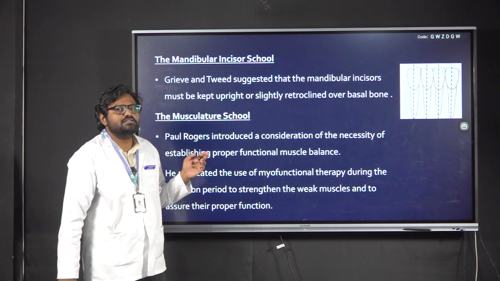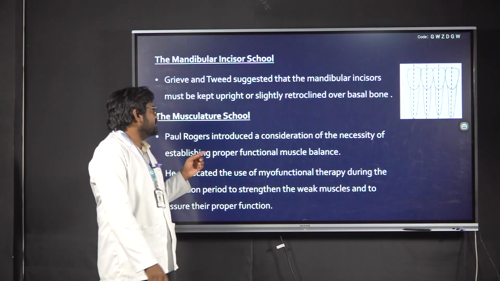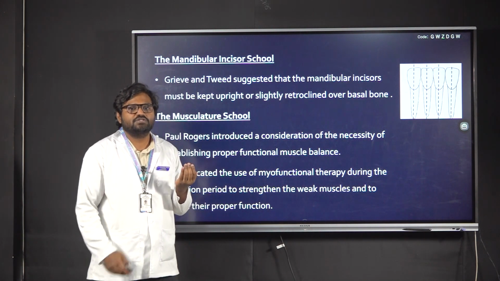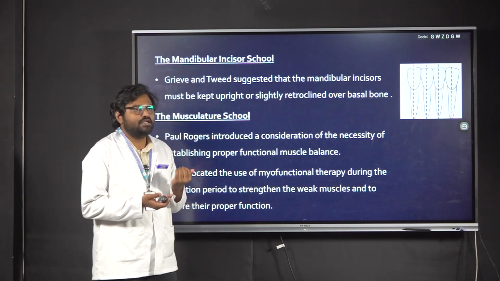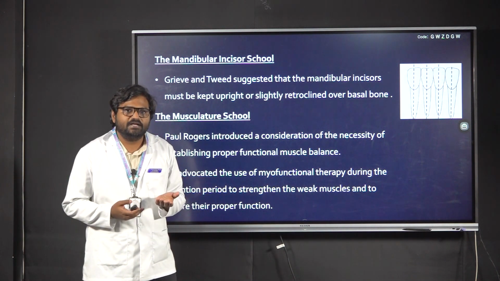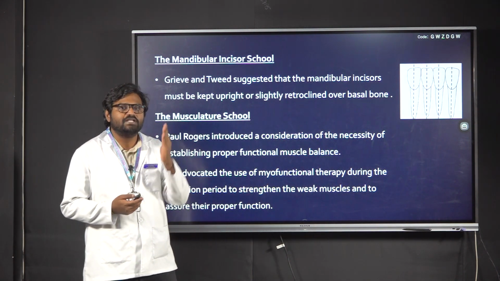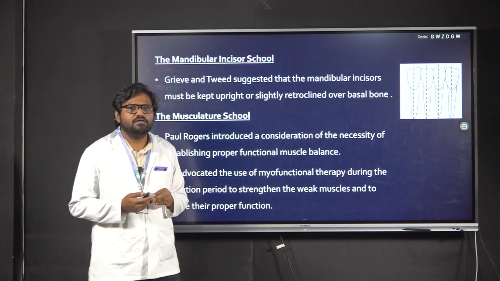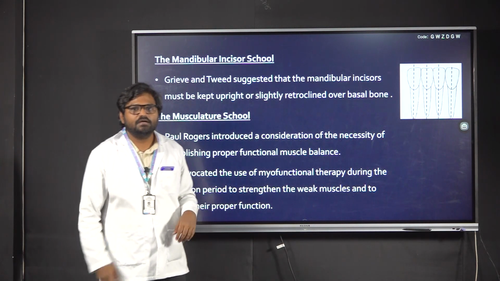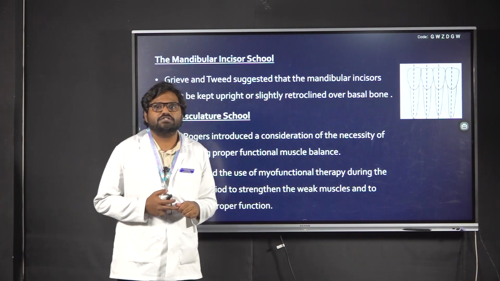Next is the mandibular incisor school by Grieve and Tweed, who say that the mandibular incisors, the lower incisors, should be placed upright to the mandibular base, or the apical base, the lower border of the mandible. Upright means it should be almost 90 degrees or slightly retroclined to the lower border of the mandible.